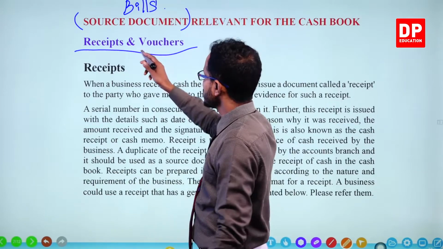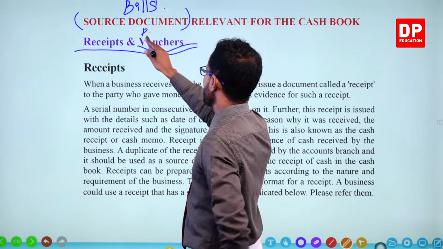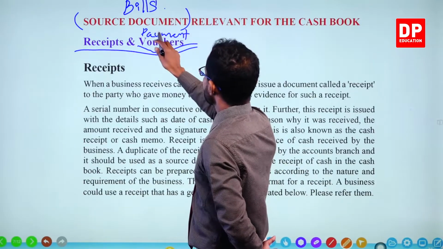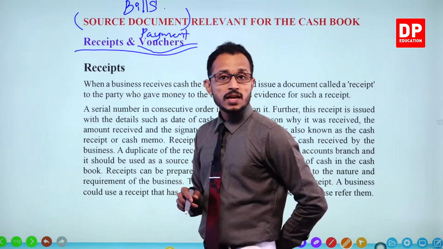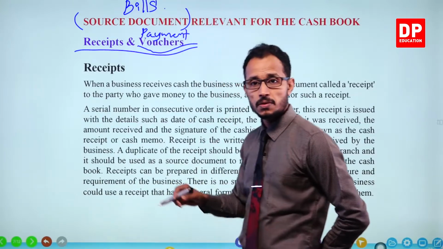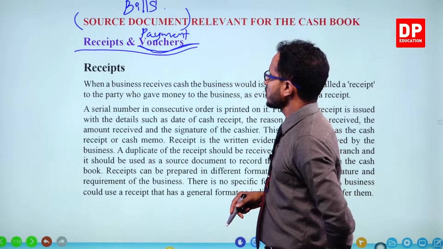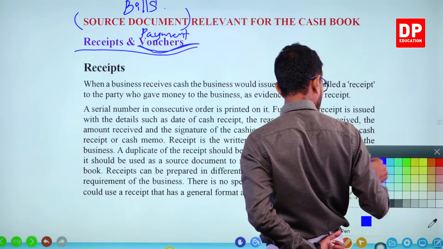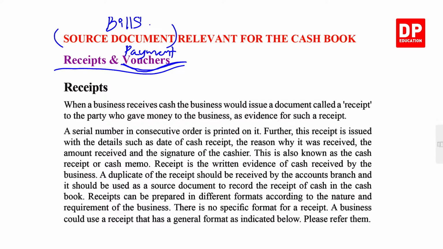Then obviously vouchers are issued when they pay cash. Payment vouchers. We call them payment vouchers because vouchers are issued for paying of cash. Okay? Payment vouchers. And receipts, we just discussed about receipts. Receipts are issued for receiving of cash.